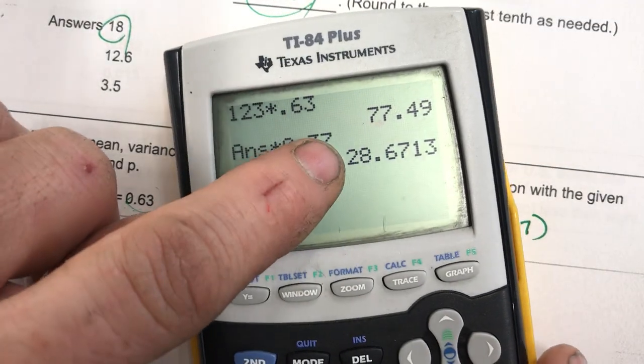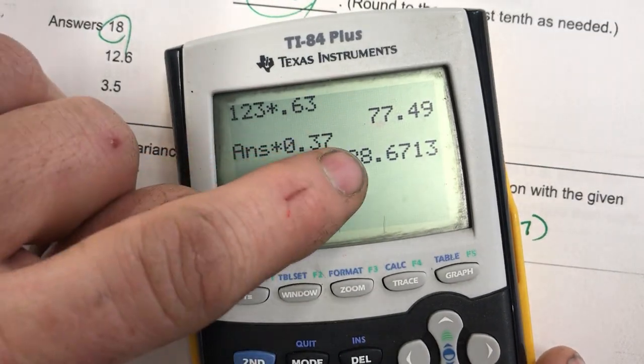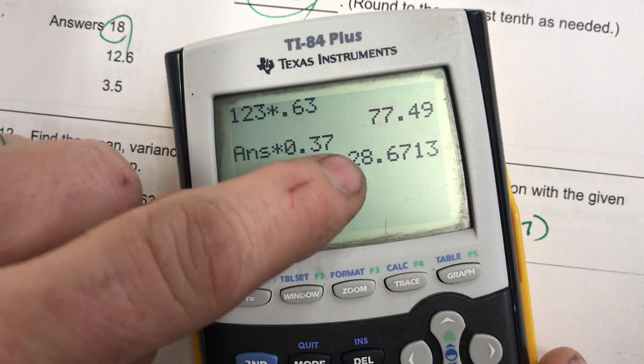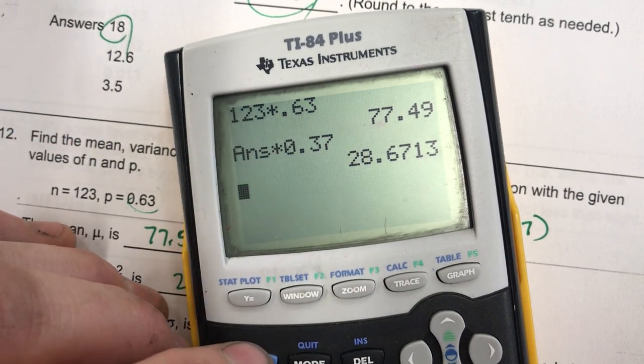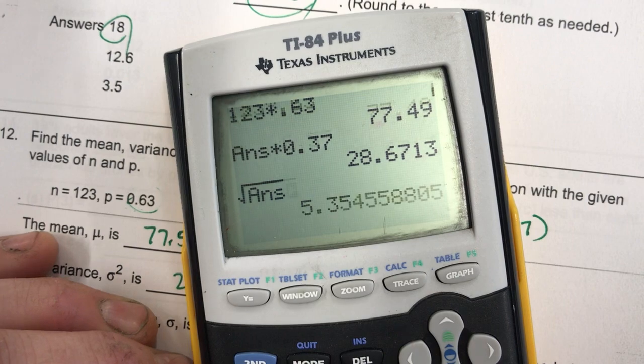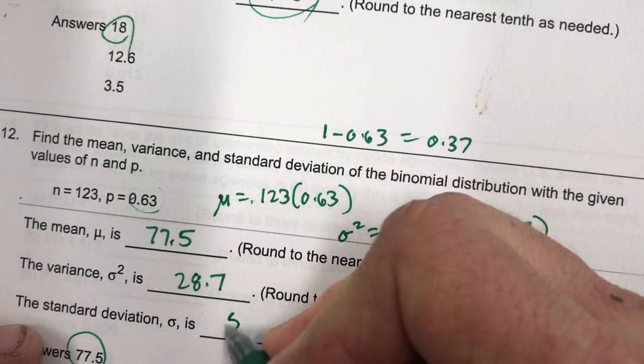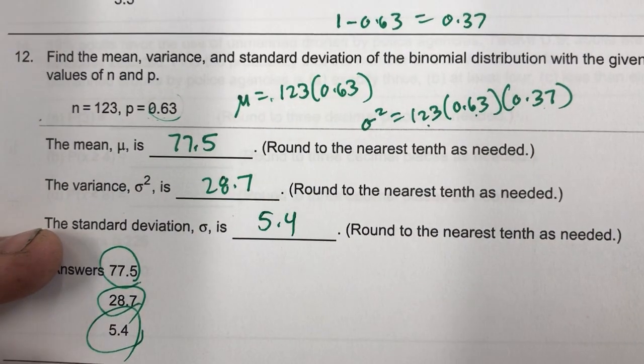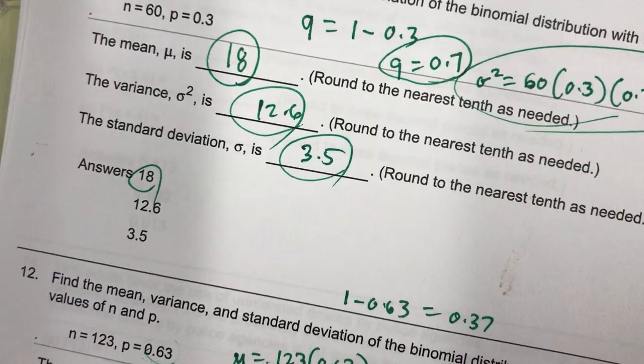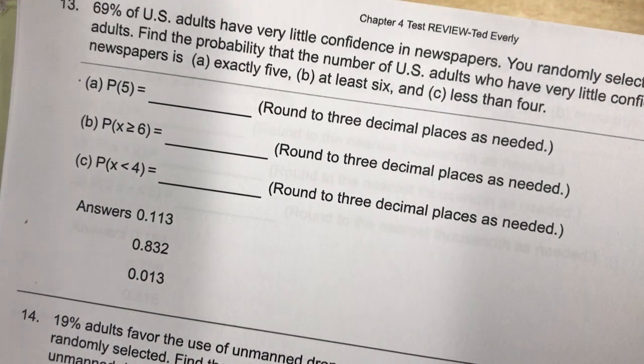Now, leave this on here and calculate. That's what my variance is, but I rounded it for the answer. Use this to calculate the standard deviation. So do the square root of that answer, which is 5.35, which rounds to 5.4, which is what we got down here. So that's what we got going on there.